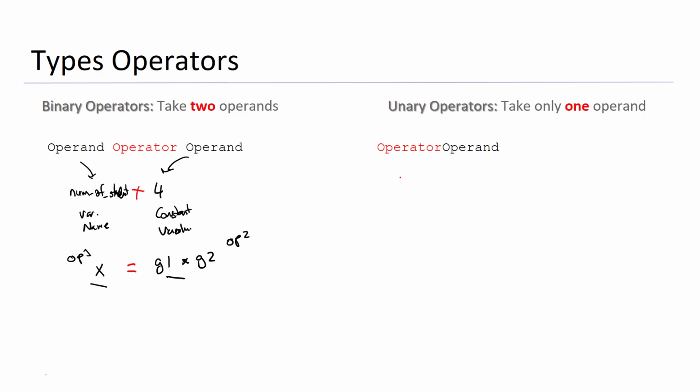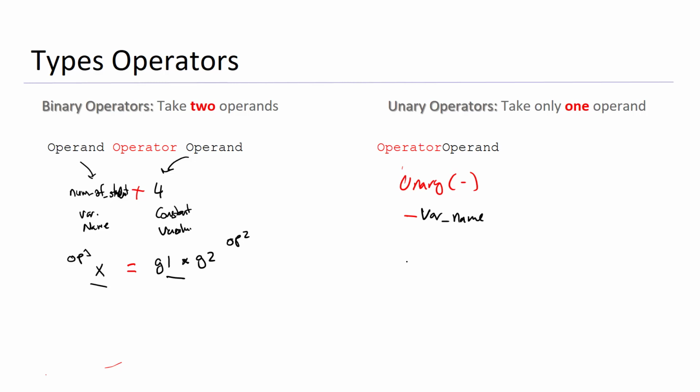On the other hand, unary operators only take a single operand. One prime example of such operators is the unary minus, which is basically the negation of numbers. You can negate a number, or you can negate a variable in Python by using the unary minus before the variable name, whatever variable name you give it, for example, minus var name.